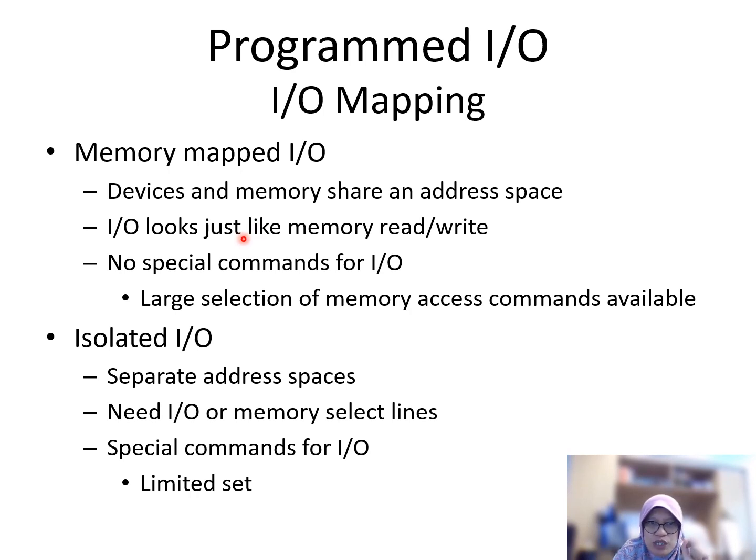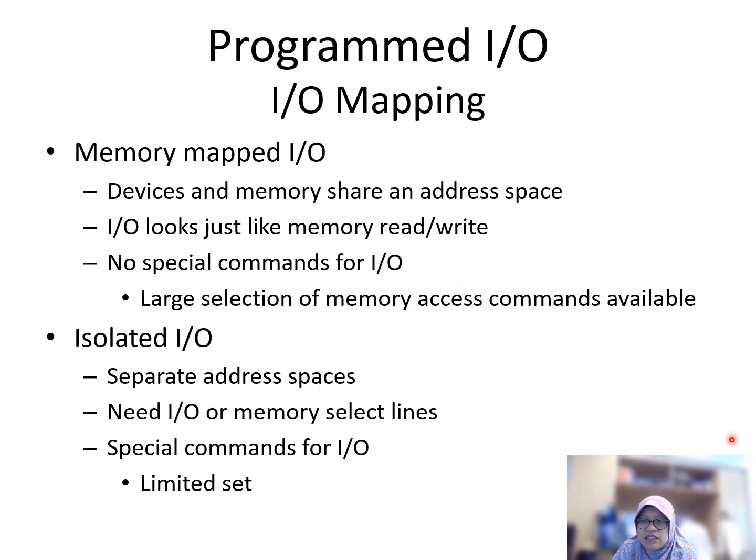Data transfers to and from an I/O device look like memory reads and writes. It looks like a memory access from the point of view of the CPU. This means we can use the same instructions to move data to and from I/O and memory, using load word, store word, or load byte, store byte. So there is a large selection of memory access commands available because they use the same instructions.